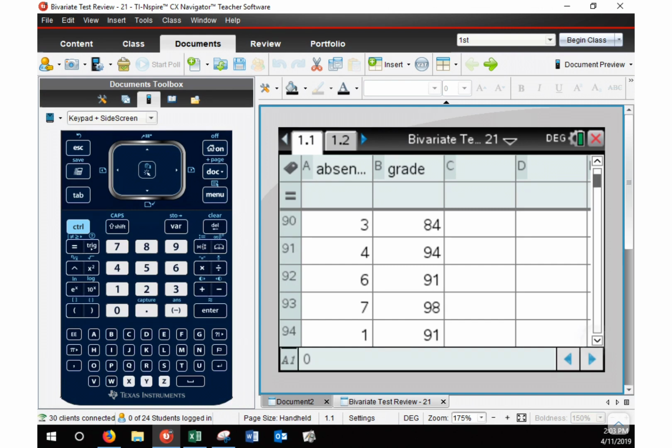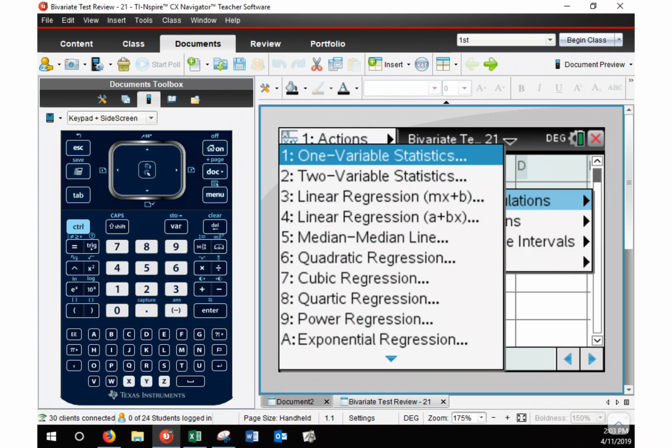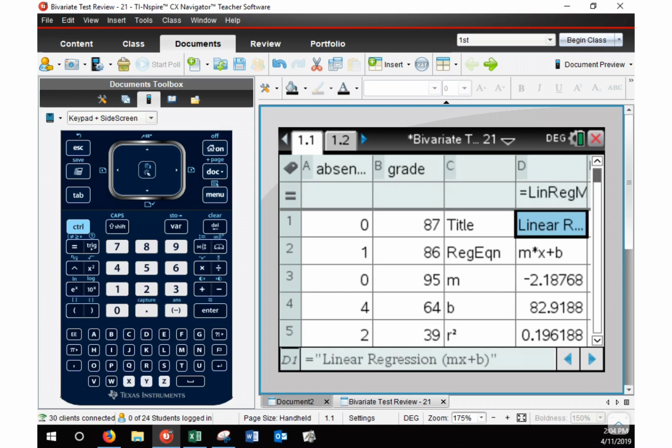Okay. If we keep going, there we go, about 104. All right, anyway, going back up to the top. So we need to find the correlational coefficient. So Menu, Statistics, Stat Calculation, Linear Regression. Choose absences for x, and for the grade y, hit OK.